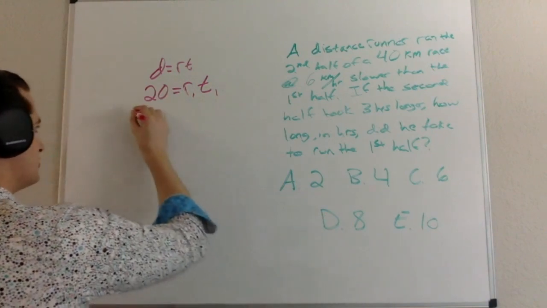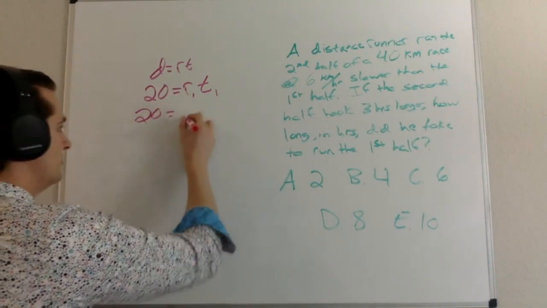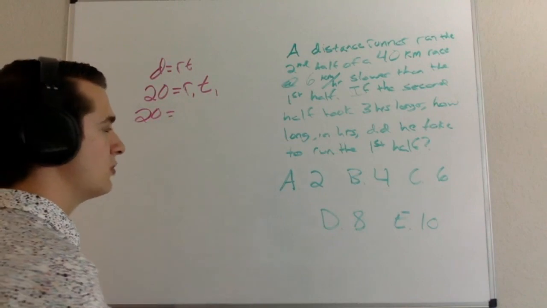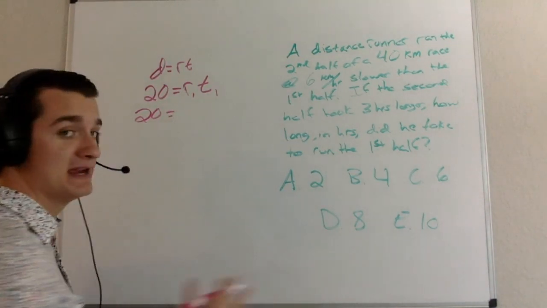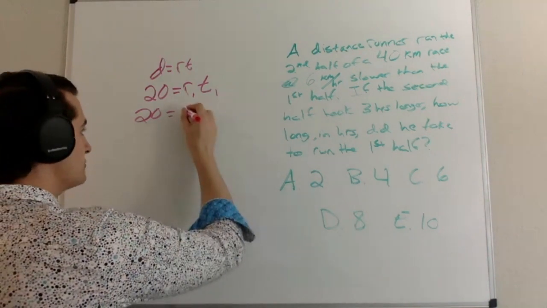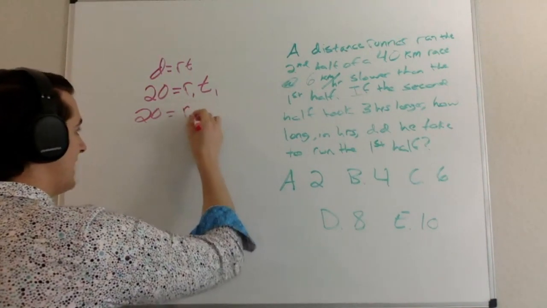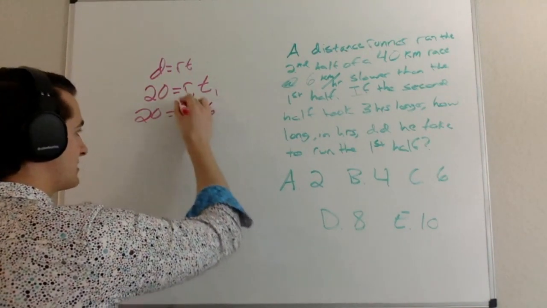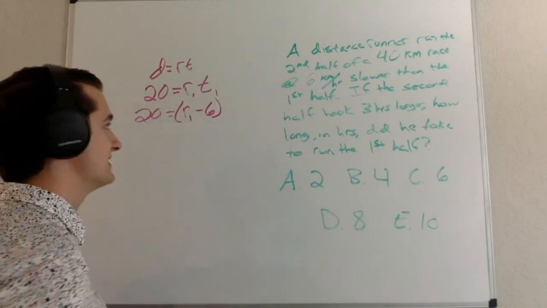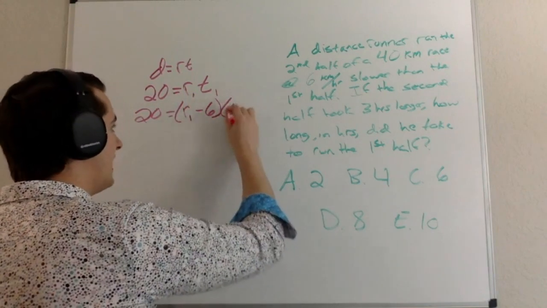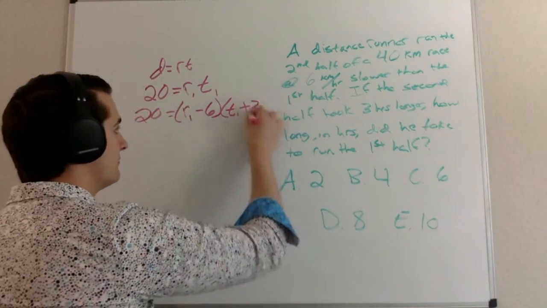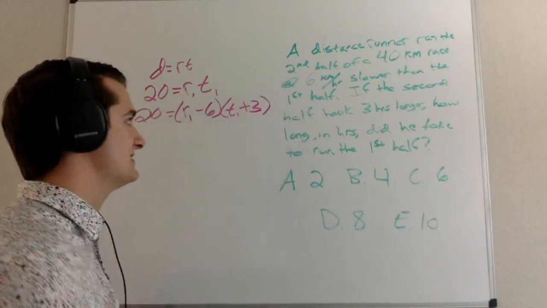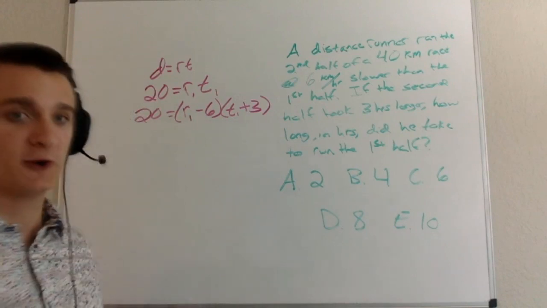I can also say that 20 is equal to, and this is where I start to apply the information I learned about the second half of the race, the rate of the first half minus 6, because it was 6 kilometers slower in the second half, times the time of the first half plus 3. And again, that's because the second half took 3 hours longer.